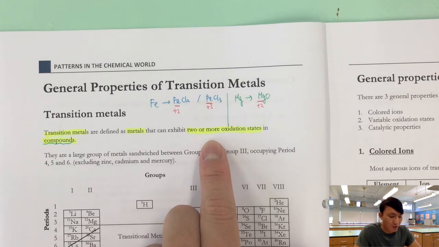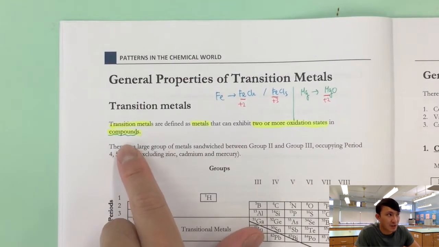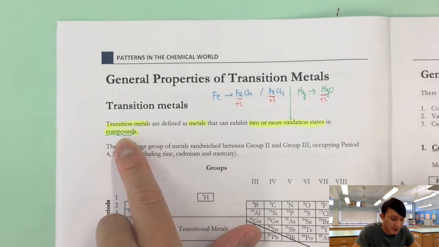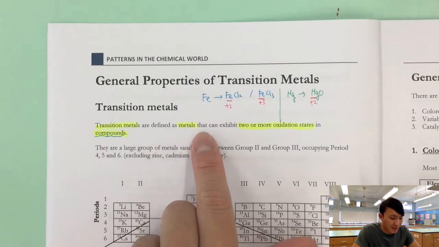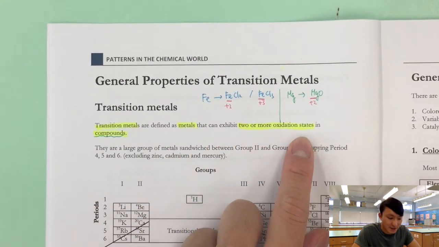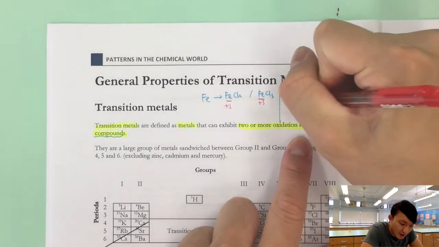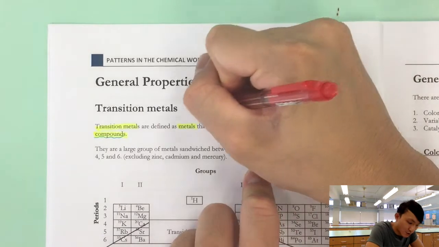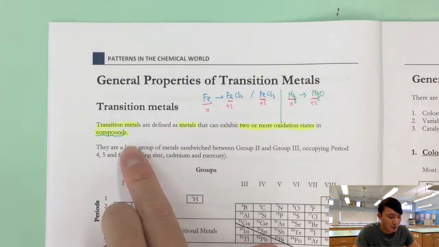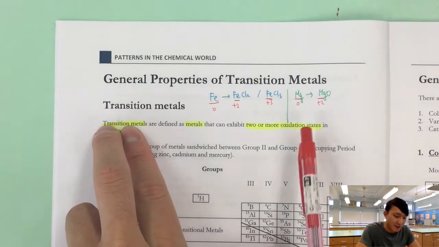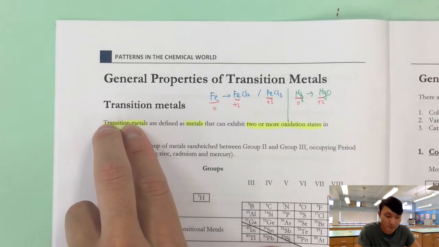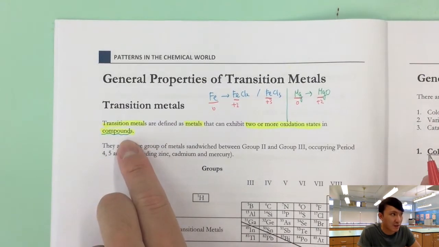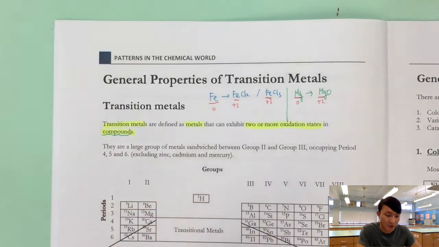Now, why is it important that you have to include the word compound at the end of the definition? It's because if you simply say that they can exhibit two or more oxidation states, then you realize that actually Mg has an oxidation state of 0. Also Fe. So if you do not have the word compound, then basically all the metals could be transition metals, because two oxidation states, isn't it? So bear in mind to have compound at the end of the definition.